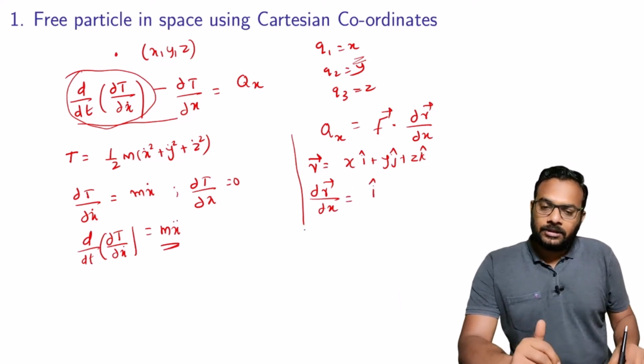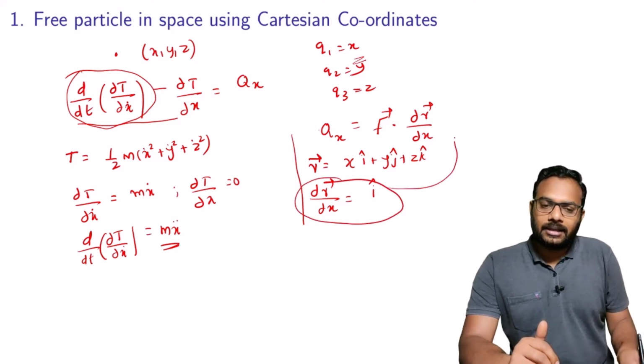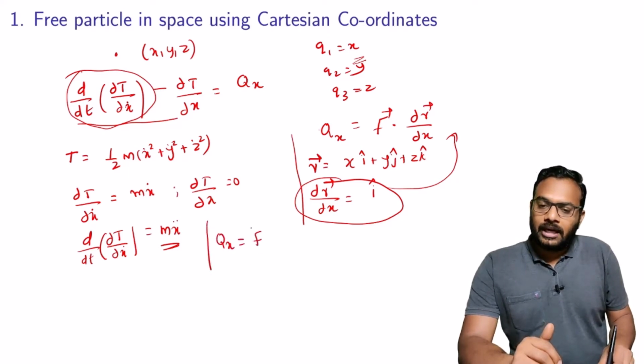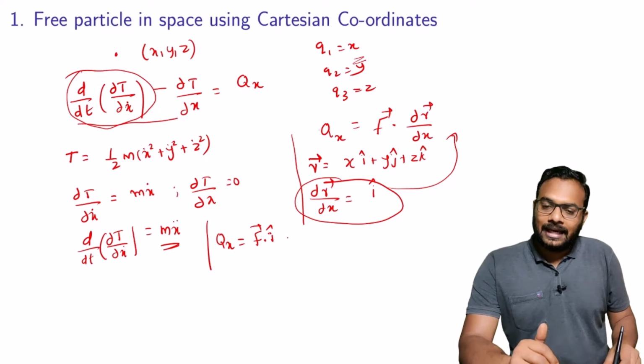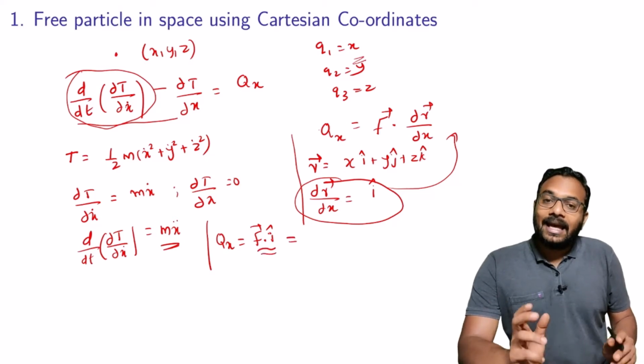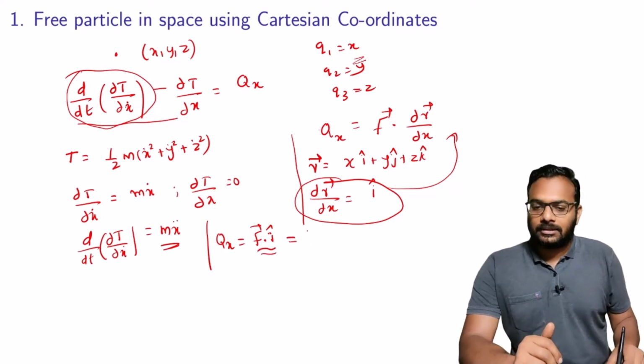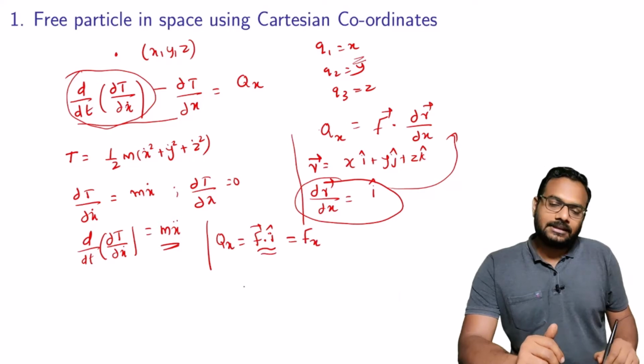That's i cap. So you see that using this Qx, you just substitute this back here, and you see that Qx is equal to F vector dot i cap. That's a unit vector along the x-axis, and this is nothing but the x component of the force vector. We can write it as Fx.